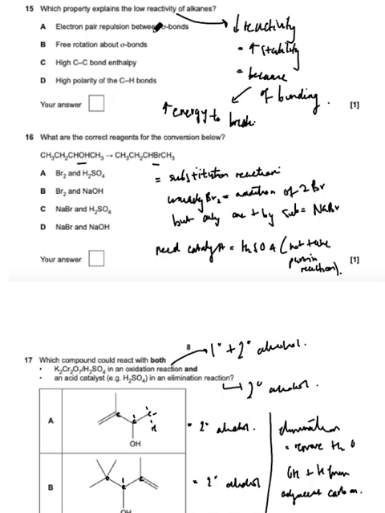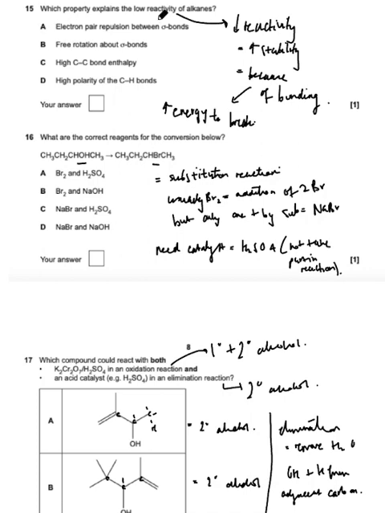Which property explains the low reactivity of alkanes? Okay, so low reactivity means that the molecule is highly stable. And they're stable because of the bonding. And so you're going to need to put a high amount of energy to break that bonding, to break that stability. And so if we take a look at the options over here, we have electron pair repulsion between the sigma bonds. Well, no, in high amounts of electron pair repulsion, you would have a high reactivity because the structure will not be stable.